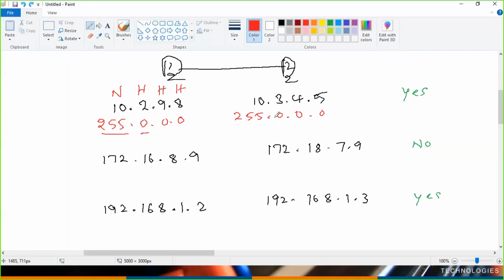Same like 255.0.0.0, then our neighbor PC also understands the first octet is N, H, H, H. Now device 1 will say, I am in the 10th network. Yes, I am also in the 10th network. We are the same network, we can communicate. Got it? So here the main thing is the subnet mask is the logic.